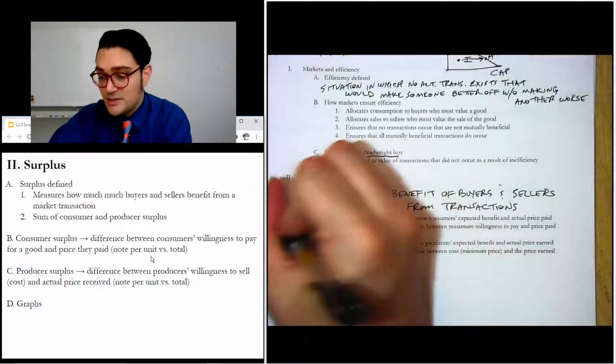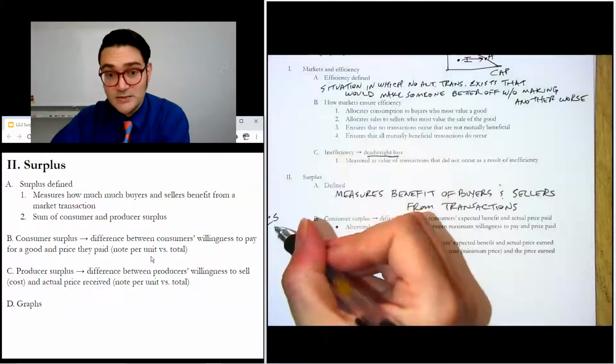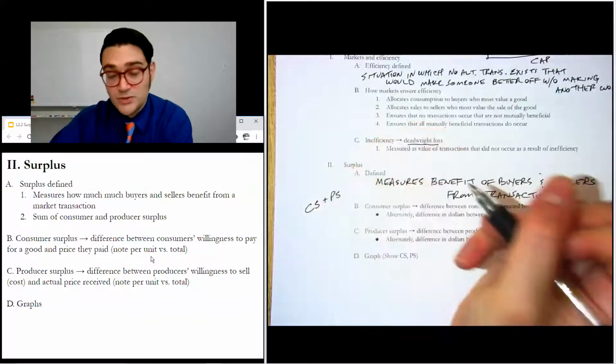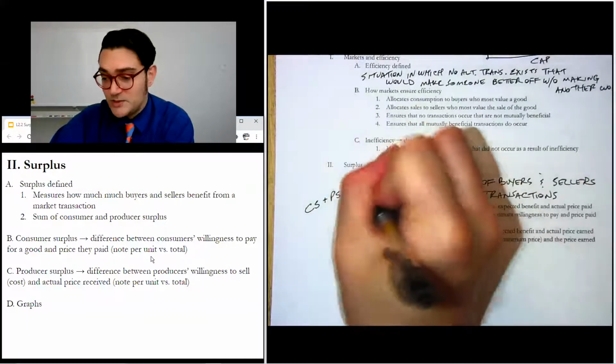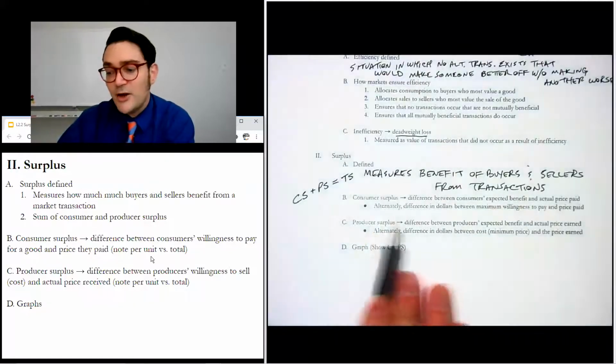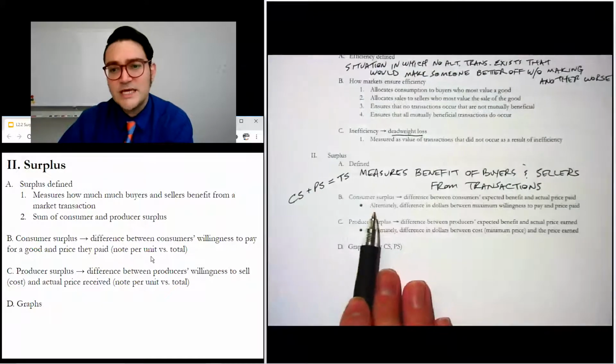So if you add consumer surplus and producer surplus, I just abbreviate CS plus PS, that equals total surplus. What a concept, right? Now, this is where it might help you to think about these things. I've typed these out for you.